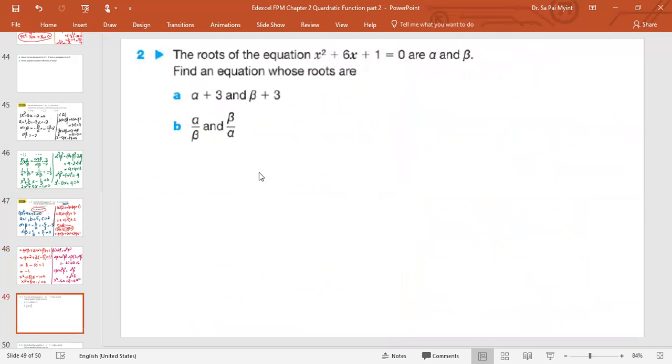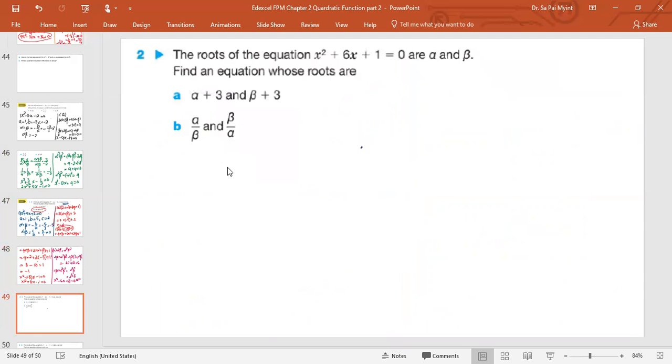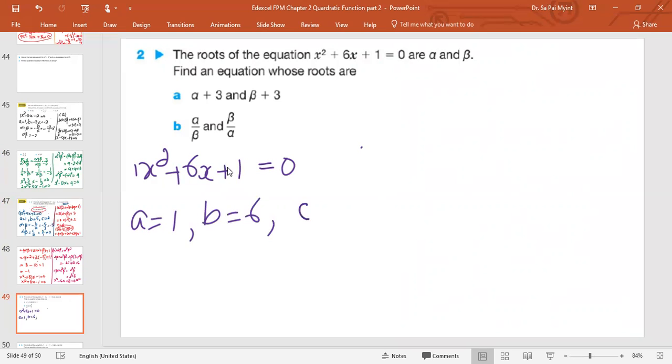Okay. Next question. Number 2. The roots of the equation x squared plus 6x plus 1 equals 0. You need to write a, b, c. A equal to 1. Okay, this is 1. B equal to, what do you get? 6. C equal to 1.